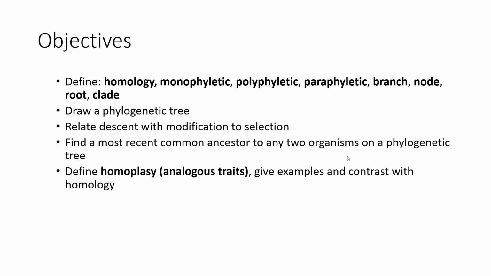We'll be doing an activity in class. Relate descent with modification to selection. Find a most recent common ancestor to any two organisms on a phylogenetic tree. And define homoplasy or analogous traits. Give examples and contrast with homology.